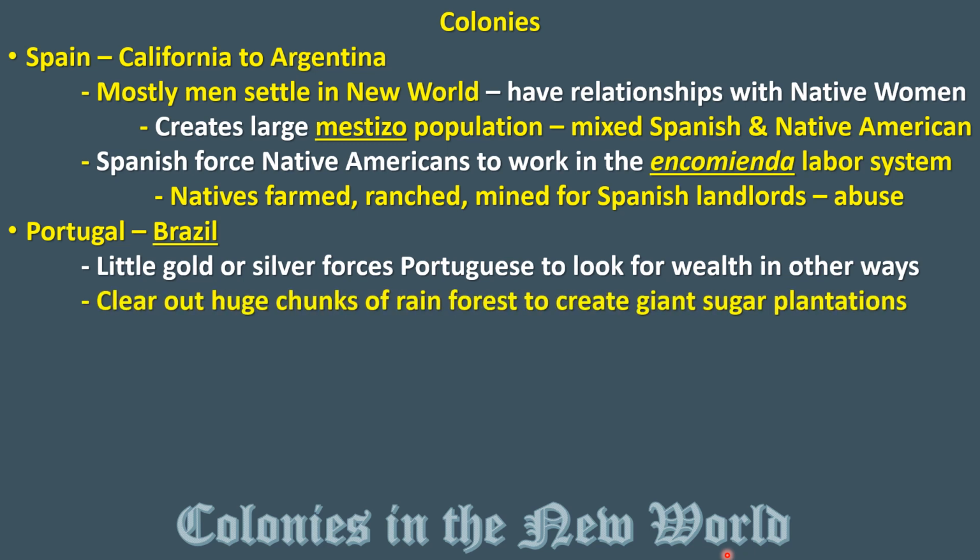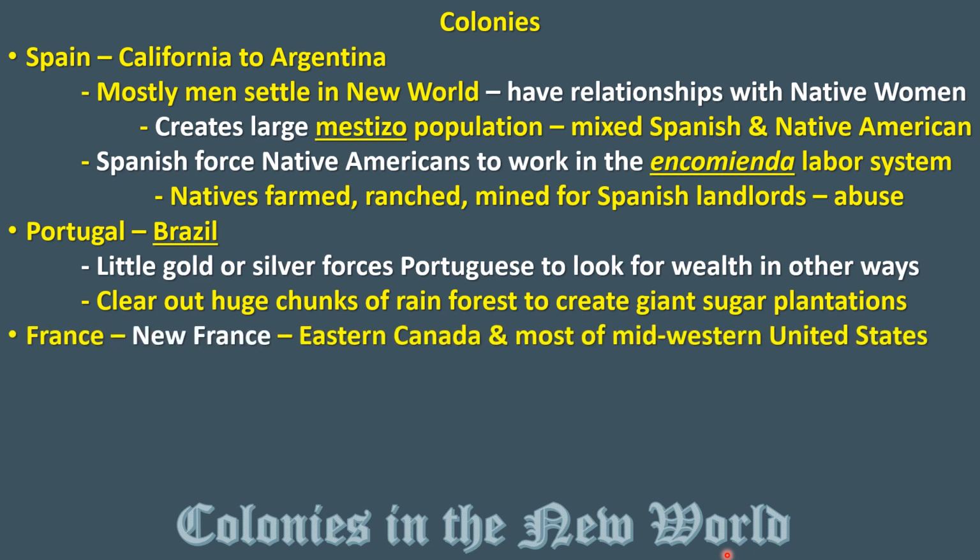And so what they begin to do is create plantations for the crop of sugar. That requires them to clear out huge chunks of the Amazon rainforest to create giant chunks of open land to plant sugarcane, harvest that, and send it back to Europe. So that's how they're going to make their money initially here in Brazil, with sugar plantations.